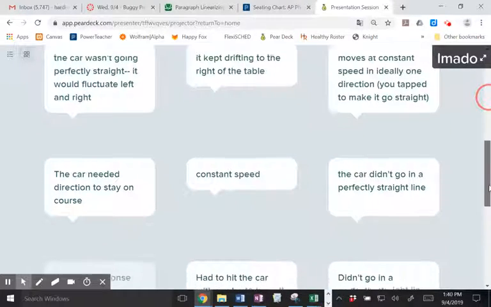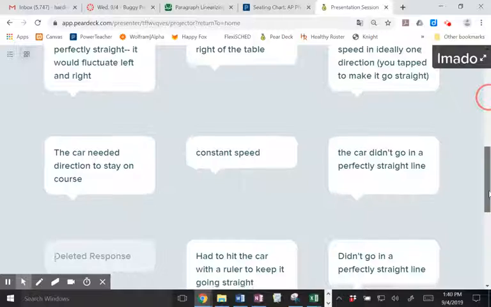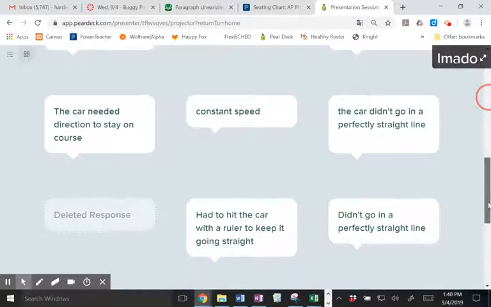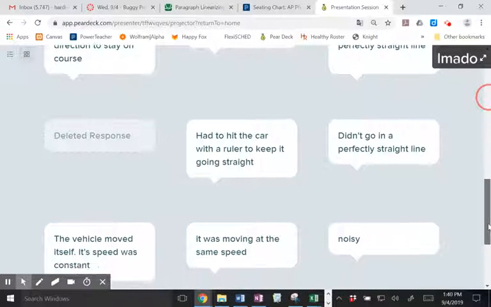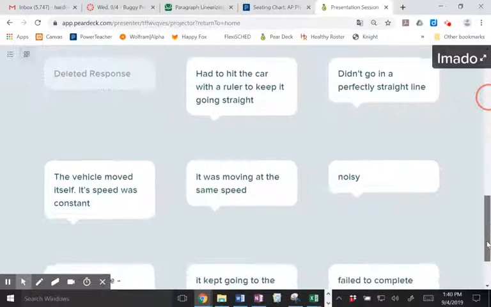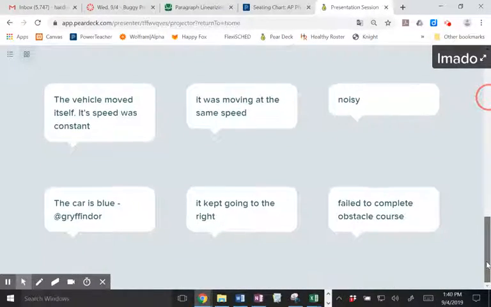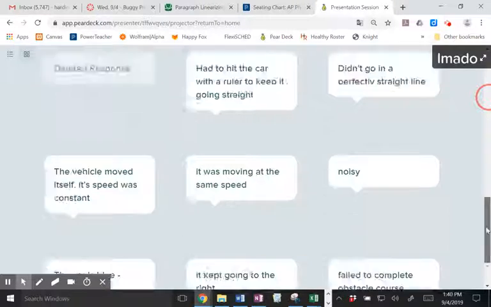Kept drifting to the right. Constant speed, ideally one direction. Constant speed. Car needed direction to stay on the course. Car didn't go in a perfect straight line. Had to hit the car with a ruler to keep it in a straight line. The same speed. Its speed was constant. Car is blue. Kept going to the right. Failed to complete obstacle course.